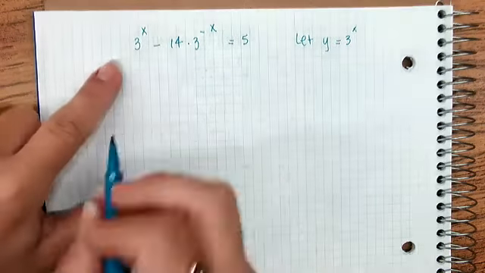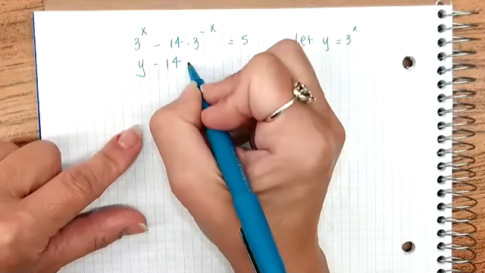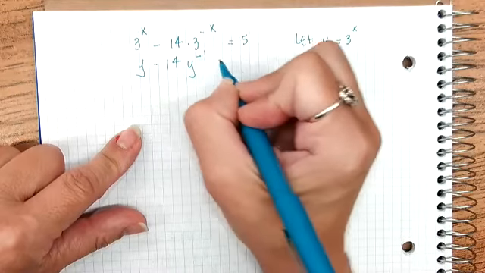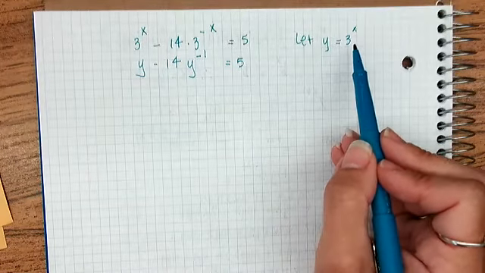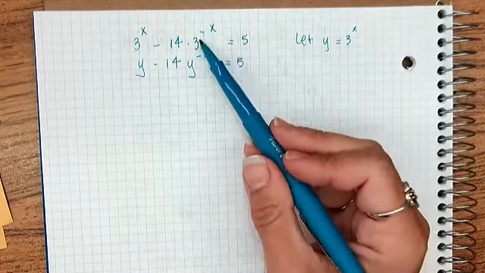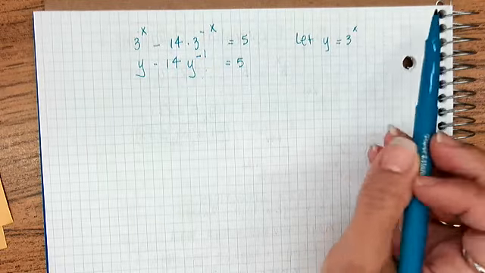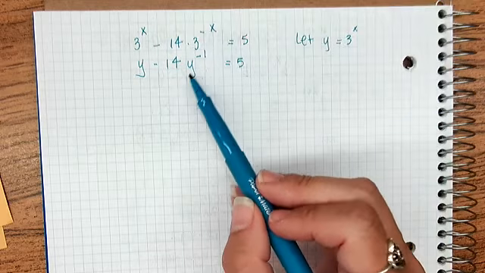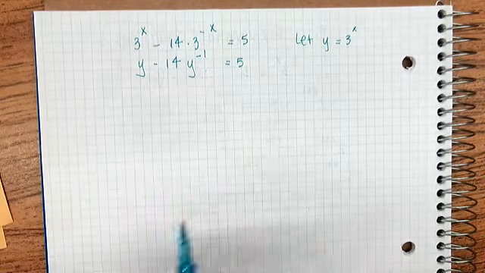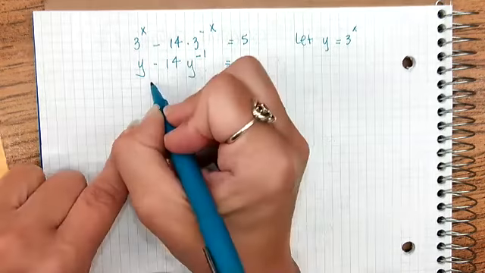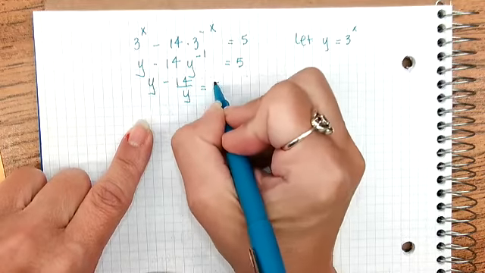So this now becomes 3 to the x is y, minus 14. This should be y to the negative 1. Raise both sides to the negative 1 power. That's going to give you 3 to the negative x, so y to the negative 1. Well, this is kind of messed up. How am I going to get rid of this y to the negative 1? Well, this is the same thing as y minus 14 over y equals 5.